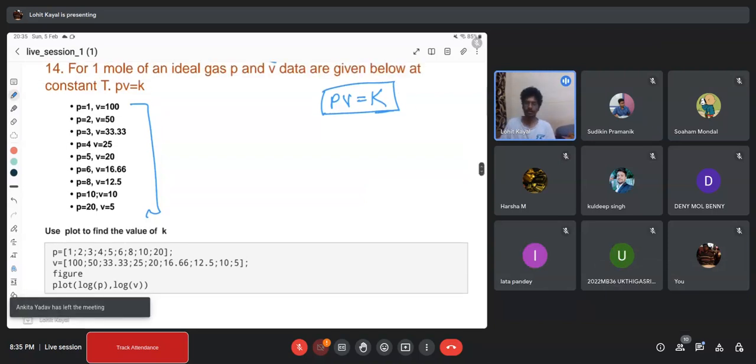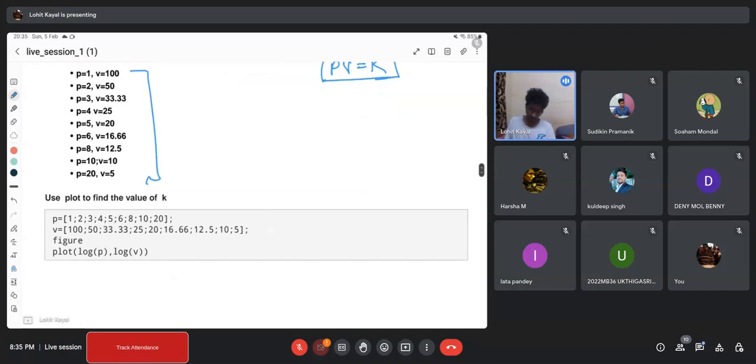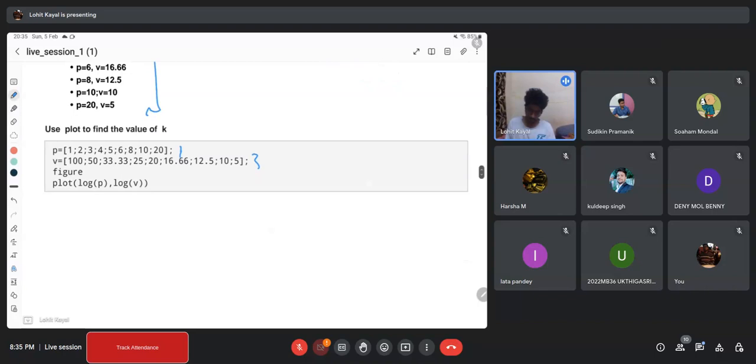So you can see that I have taken it in such a manner that PV equal to 100 all the time. But we want to verify it using a plot. So how to do that? Here I have to write all the P values: 1, 2, 3, 4, 5, 6, 8, 10, 20. I have written all the V values. Now I am using figure.